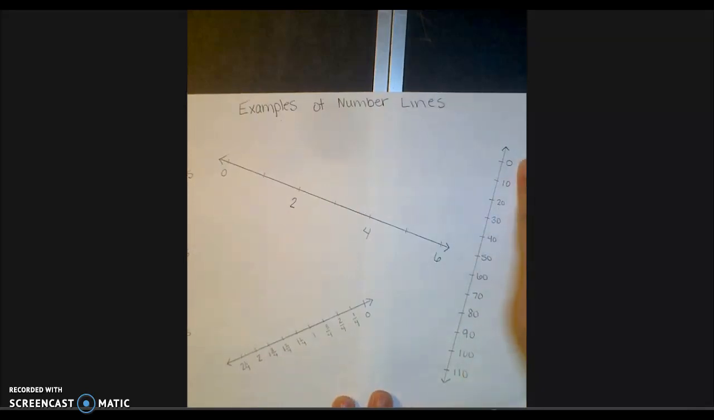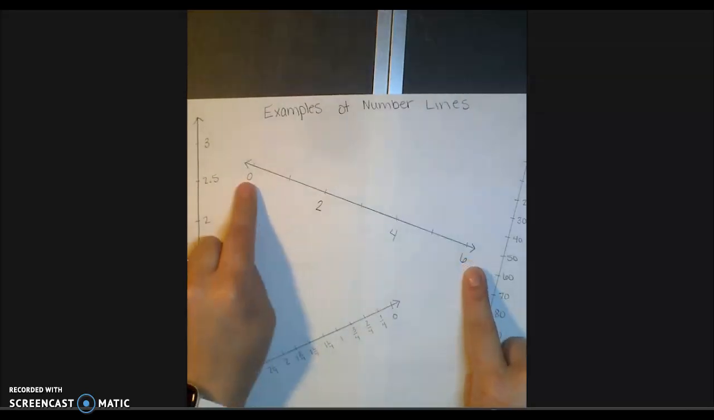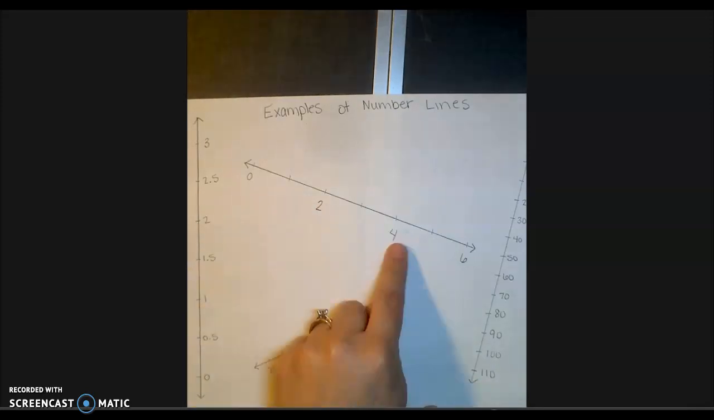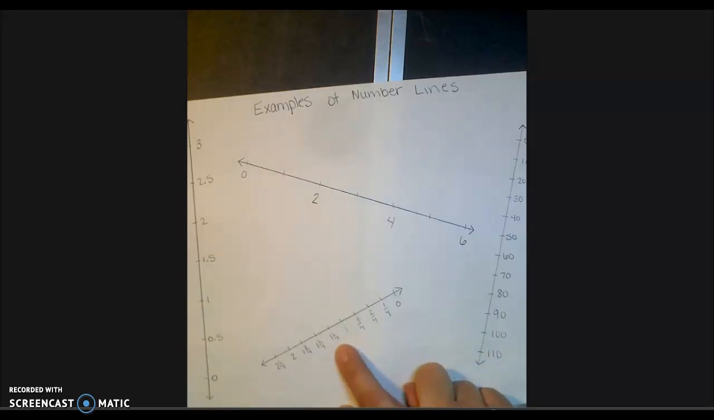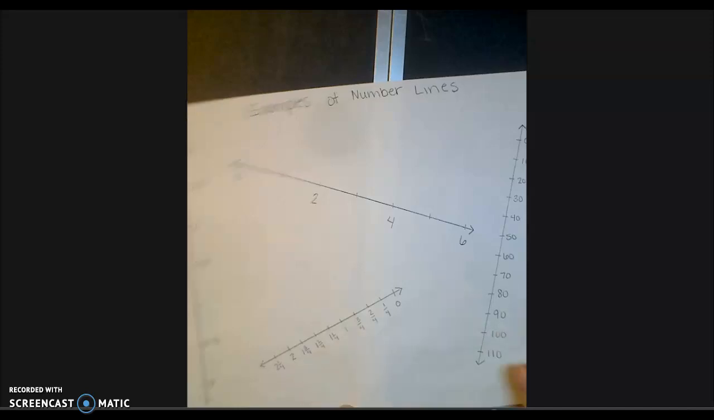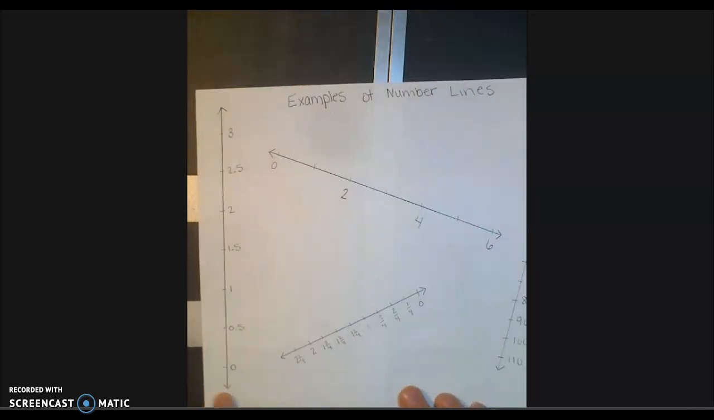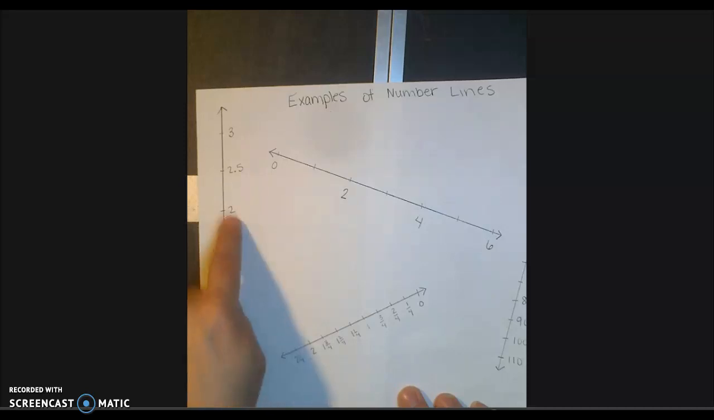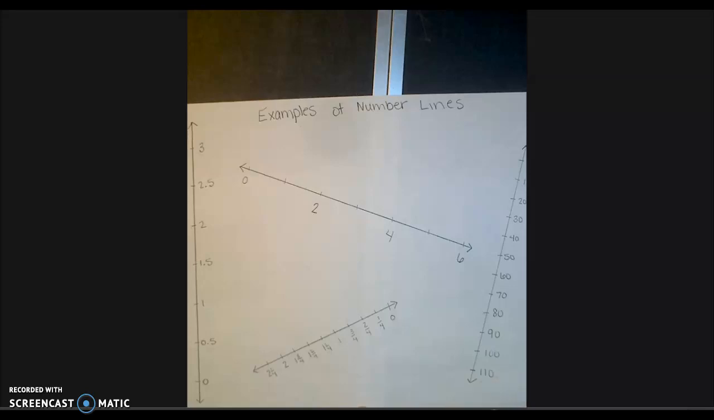And we're starting at the top with 0 and we're counting by tens. On this one, we're starting on the left with 0 and we're counting by twos. On the bottom, we are starting on the right with 0 and we're counting by 1/4 all the way to 2 1/4. And on the last one, we are starting with 0 on the bottom and we're going up counting by 5/10. So 5/10, 1, 1 and 5/10, 2, 2 and 5/10, 3. So the purpose of this is just so that you can see that number lines can be drawn all kinds of different ways.